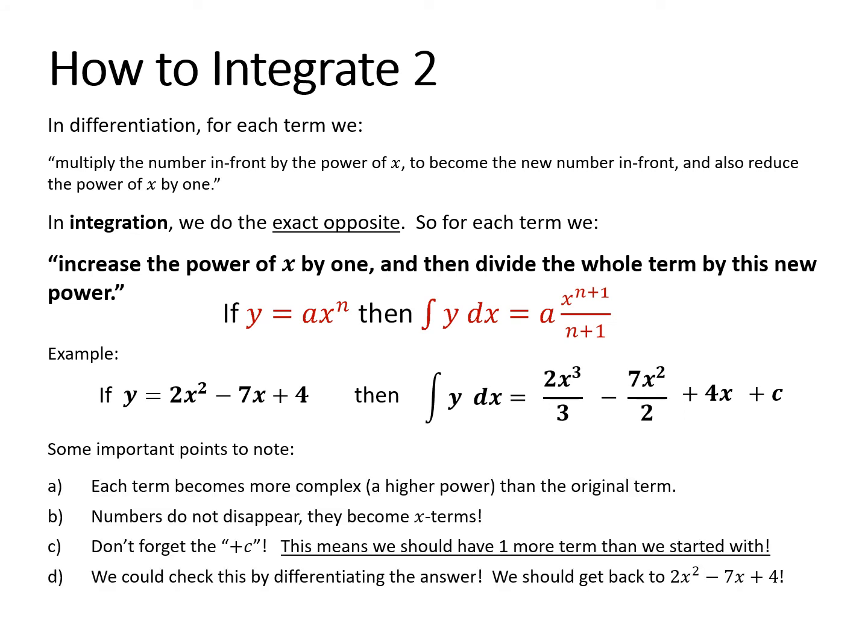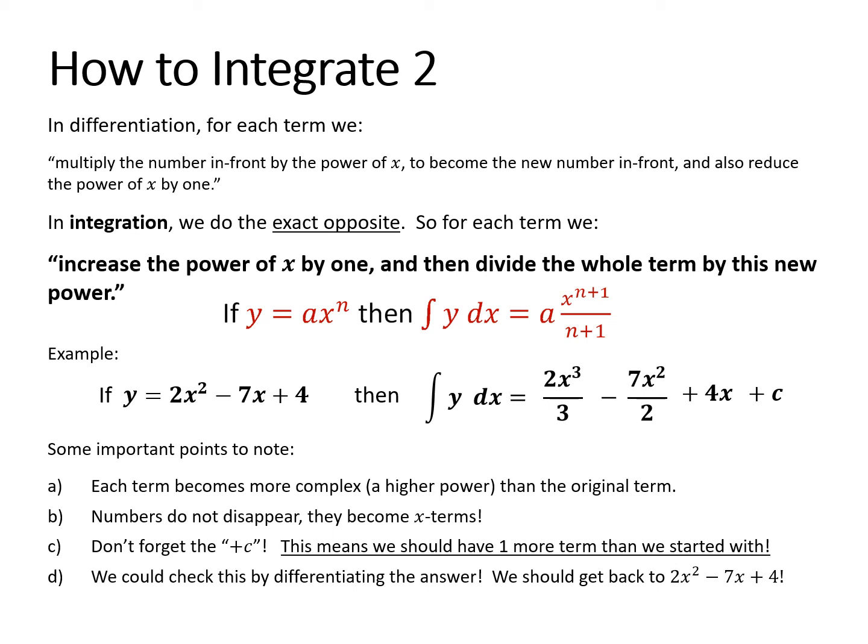Now there are a few things I want to make sure you don't miss. So the first thing is, each term is basically becoming more complicated. They're becoming a higher power. So x squared terms are becoming x cubed terms. X terms are becoming x squared terms. Numbers are becoming x terms. Everything's becoming slightly more complicated. The second thing to remember is that numbers don't disappear like they did with differentiation. They now become x terms. The third thing is we mustn't forget the plus c. So we always end up with one extra term every time we integrate.